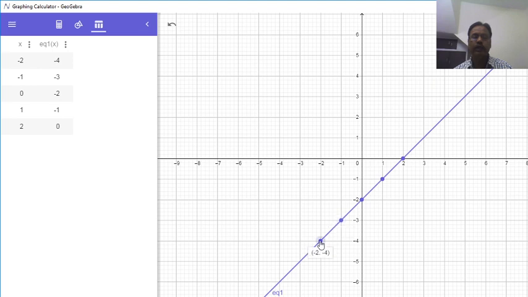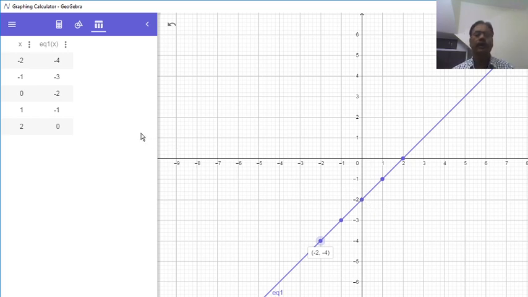Coordinate of this point is minus 2, minus 4. You can see, because we have already learnt it in the previous chapter. Understand? So in this way we can draw the graph of a linear equation. This is the software, but how will you draw the graph of any linear equation? First of all, you will find its 3 or 4 solutions. After that, you will plot those points on the graph paper. Understand? And then you draw the graph.